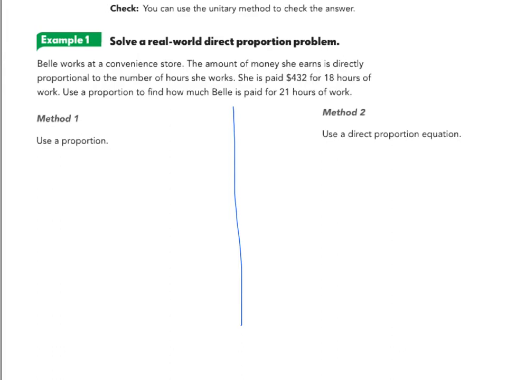So I'm going to read this one. Belle works at a convenience store. The amount of money she earns is directly proportional to the number of hours she works. She is paid $432 for 18 hours of work. Use a proportion to find out how much Belle is paid for 21 hours of work. So you're going to use the example that we just did, and I'm going to have you try it on your own, and then I'll come back and work through it with you.